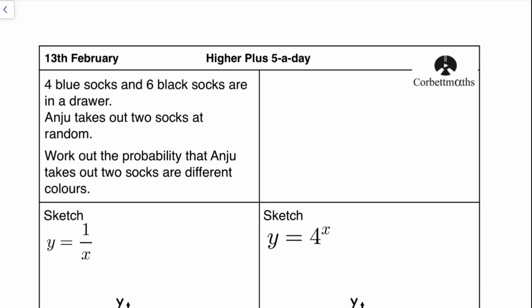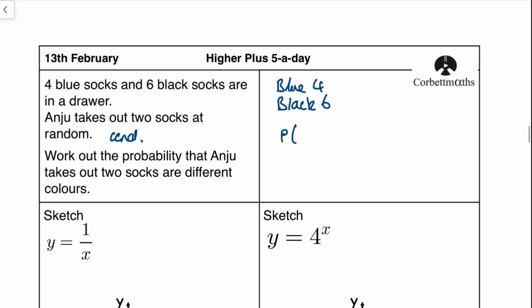Right, so it looks like a probability question. We have 4 blue socks and 6 black socks. Now, annoyingly, that both begins with B, so I'm going to write blue is 4 and black is 6. Our inner drawer, Andrew takes out 2 socks at random, so it's a conditional question because the first sock affects the next sock. Work out the probability that Andrew takes out 2 socks that are different colours.